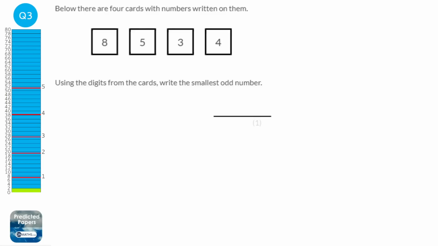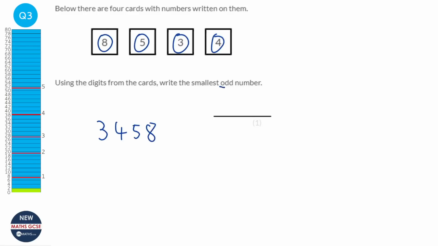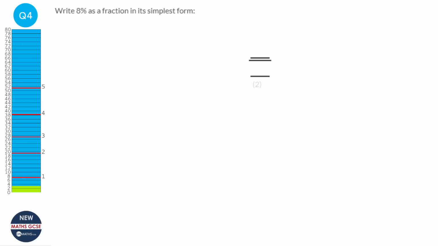For us to create the smallest number, we need to pick the smallest digits at the start of the number. So the smallest digit is 3, then the next smallest digit is 4, next smallest digit is 5, and then the next smallest digit is 8. But it wants it to be an odd number, and this is an even number. So we have to move that 8 forward 1 and have that 5 at the end. So the smallest odd number is 3,485.